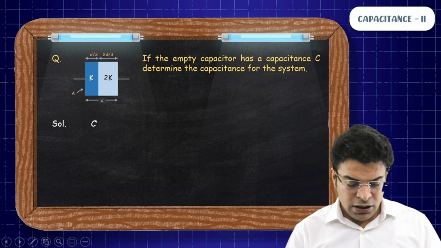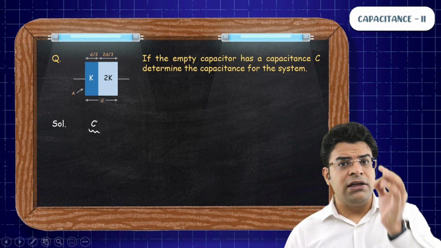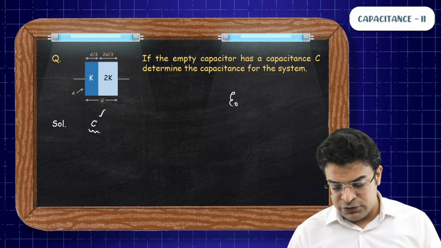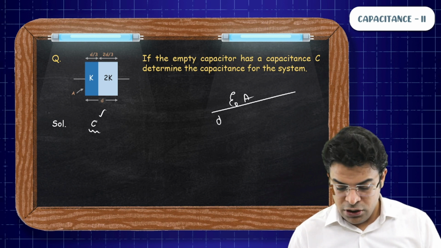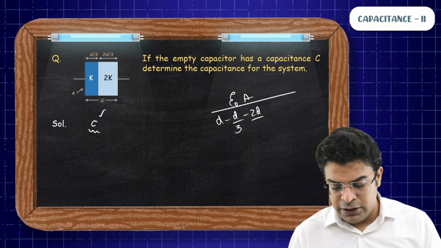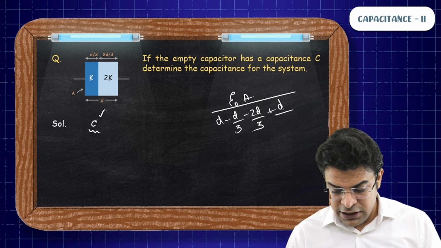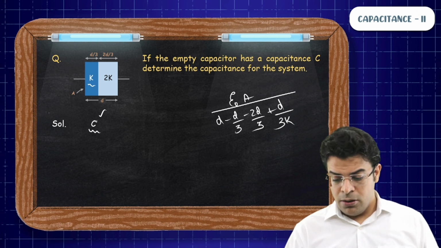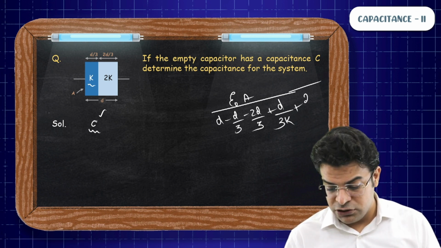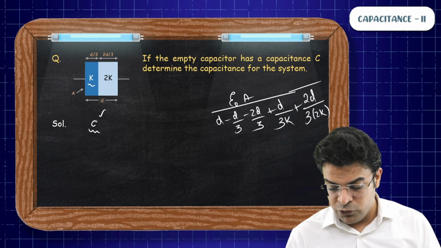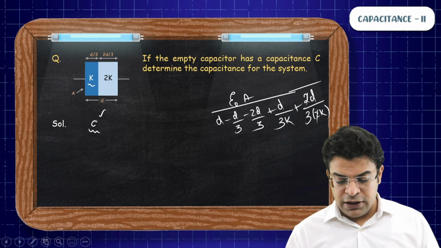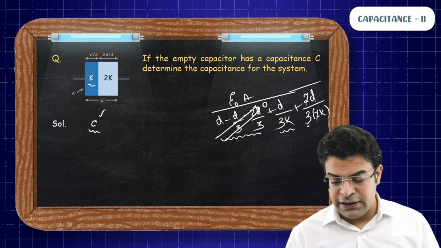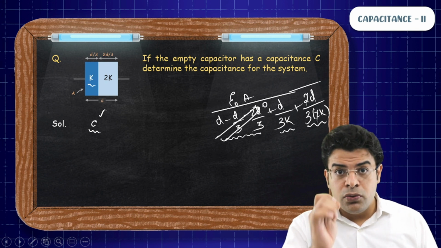So you will say that the capacitance after inserting the dielectrics, let's say it is C dash, will be equal to epsilon naught A upon D minus D by 3 minus 2D by 3 plus T1 divided by K1, D by 3 divided by K, plus T2 divided by K2, that is 2D by 3 divided by 2K. Let us cancel out this 2 and 2. So what you get is D minus D by 3 minus 2D by 3. This whole part becomes 0. D by 3K plus D by 3K becomes 2D by 3K.